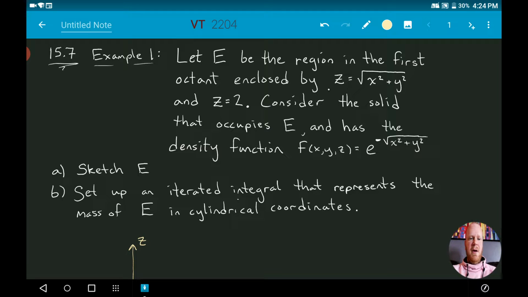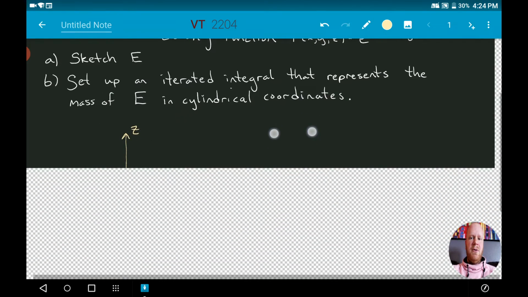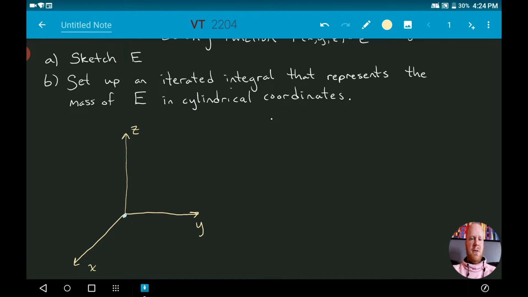we want to consider. One is this surface here, z equals square root of x squared plus y squared. And then we've got the plane z equals 2. And then the third thing we want to realize is that it's only in the first octant. So let's go through those one at a time. First one, we're saying that z is equal to square root of x squared plus y squared. And if I square both sides, I get something that might be a little bit more recognizable.